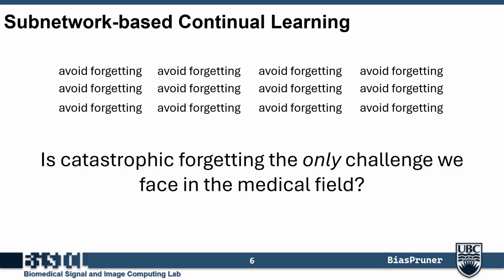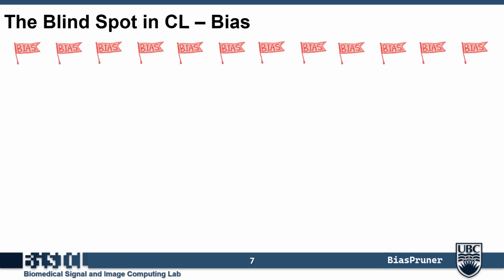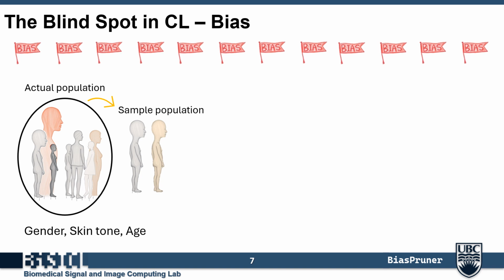But here is the real question. Is catastrophic forgetting the only challenge we face in the medical field? The answer is no. And here's the catch. While those continual learning methods reduce forgetting, they do not tackle the bias problem present in most, if not all, medical datasets. The bias occurs when the data used to train the network does not represent the actual population.